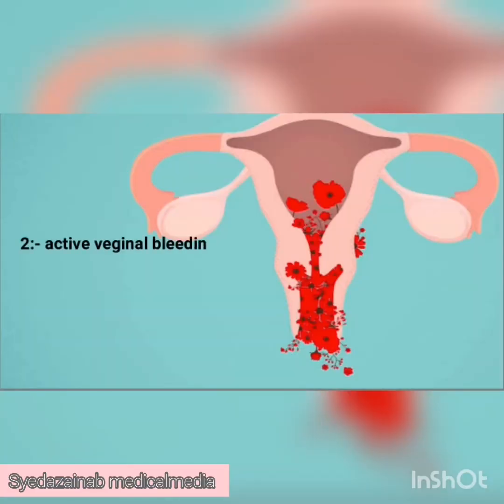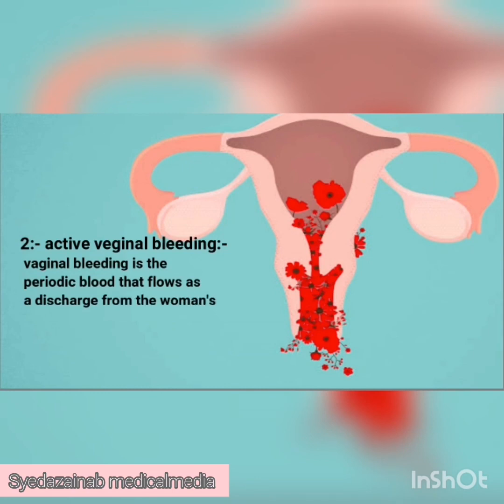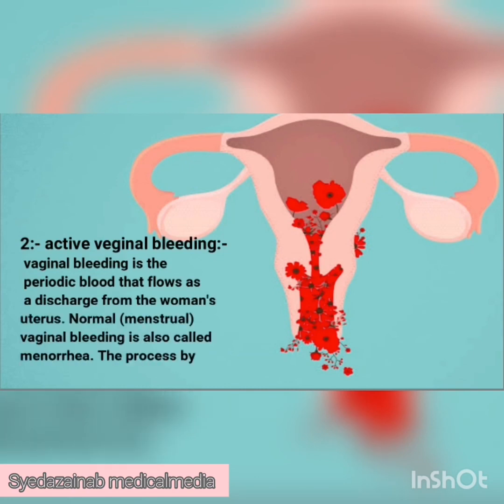Second is active vaginal bleeding. Vaginal bleeding is the periodic blood that flows as a discharge from the woman's uterus. Normal menstrual vaginal bleeding is also called menorrhea. The process by which menorrhea occurs is called menstruation.